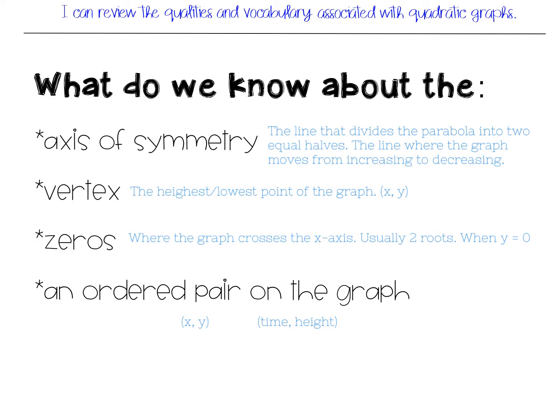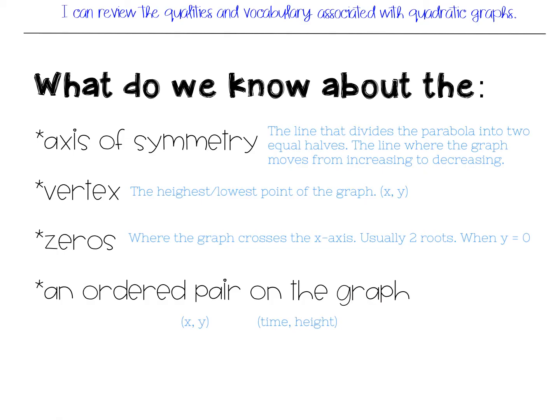But our graphs and our quadratics in context are mostly going to be about upside down parabolas, so the a is going to be negative. All right, the vertex, it's the highest or lowest point of the graph, and it's always a point, x and then y. The zeros are where the graph crosses the x-axis. There's usually 2 roots, and the roots are when y equals 0.